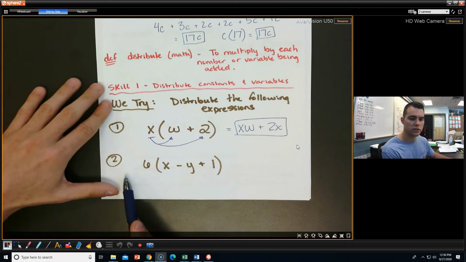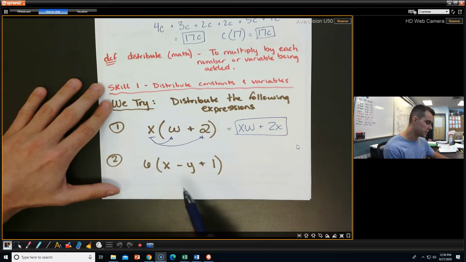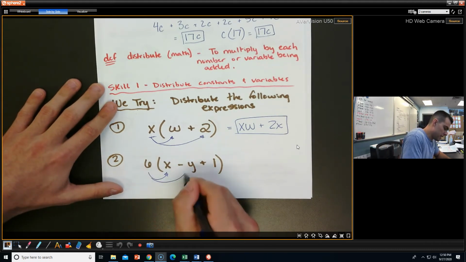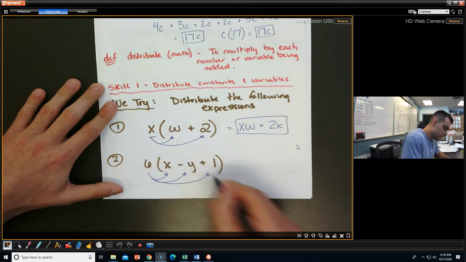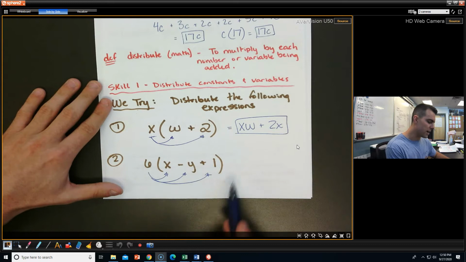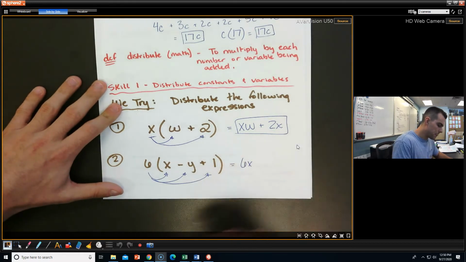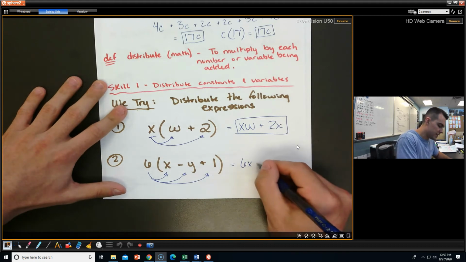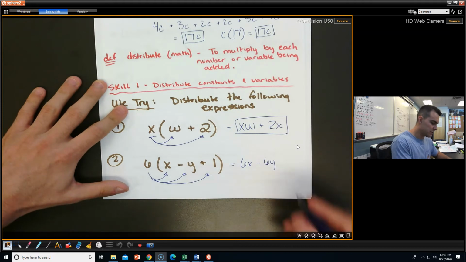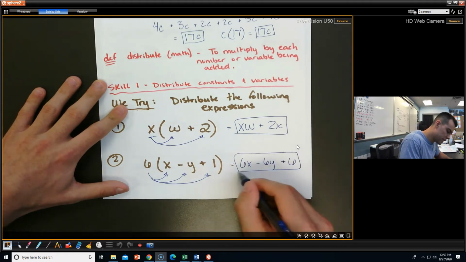Let's see it with number 2. Now I'm throwing a negative in there. Does it matter? Yes, it does, especially with multiplication. So again, I take my cupcake, or whatever I want to call this, and I'm going to share the love. I'm going to distribute the love to the x, the negative y, the plus 1. 6 times x is 6x. 6 times negative y is negative 6y. And then 6 times 1 is 6. And there we go. There it is again, right?